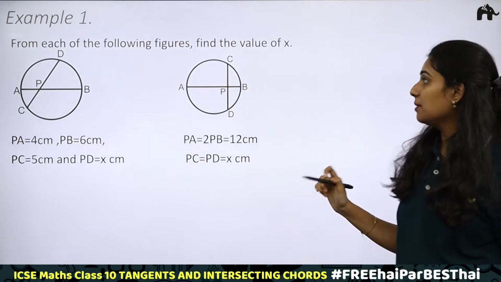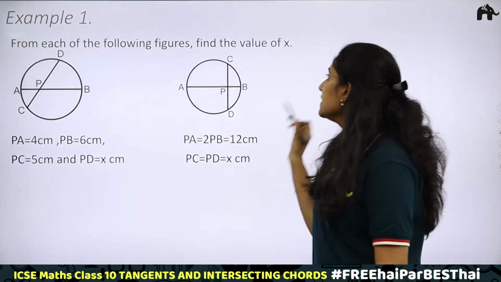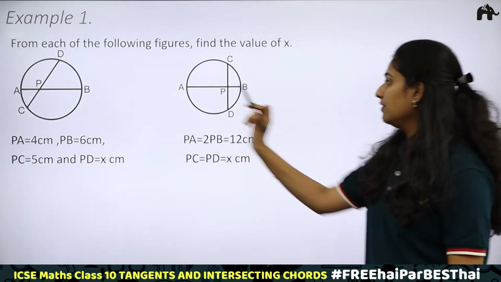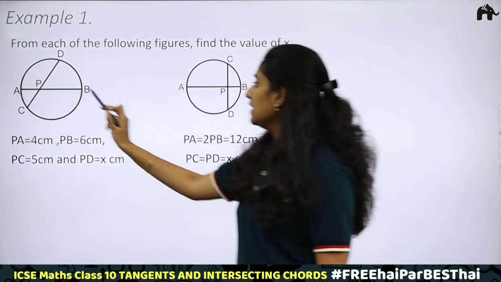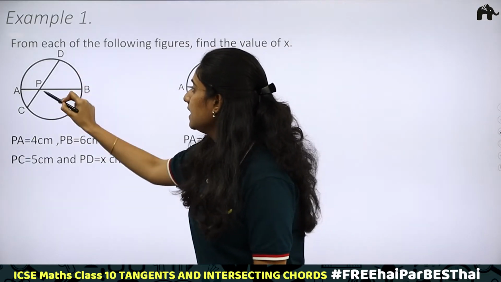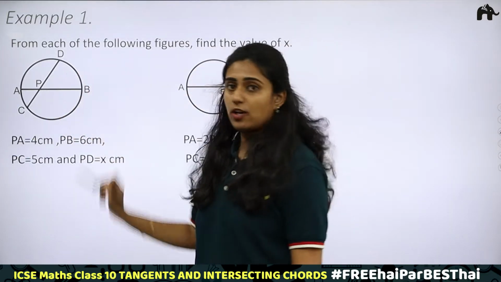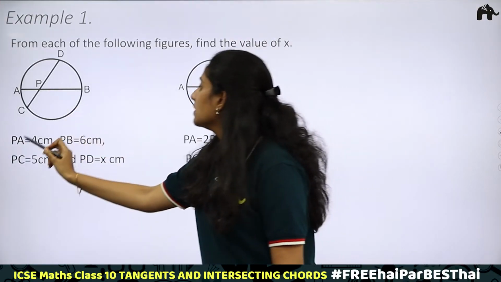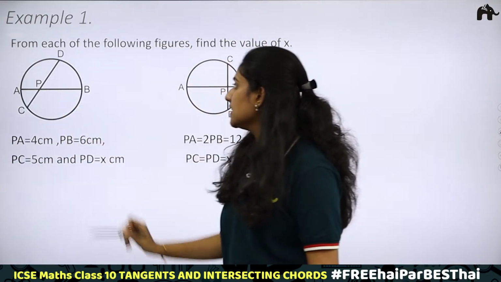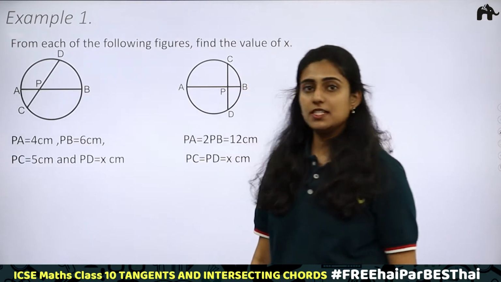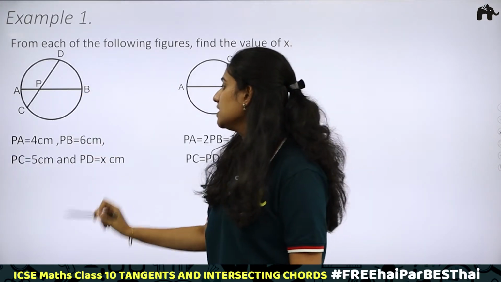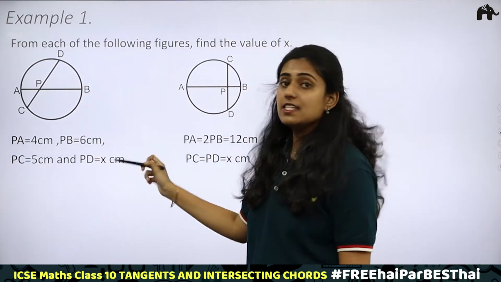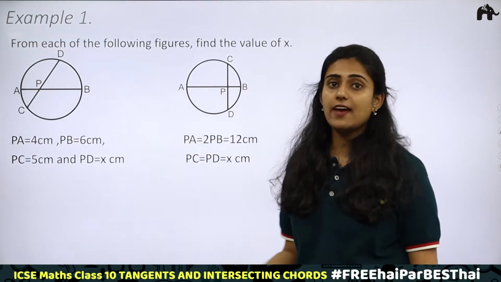Here we have the first example. From each of the following figures, find the value of x. So here we have the first figure. In this figure, we have chords AB and CD which intersect internally at point P. Given that PA is equal to 4 cm, PB is equal to 6 cm, PC is equal to 5 cm, and we need to find PD, that is x centimeter. We need to find the value of x.